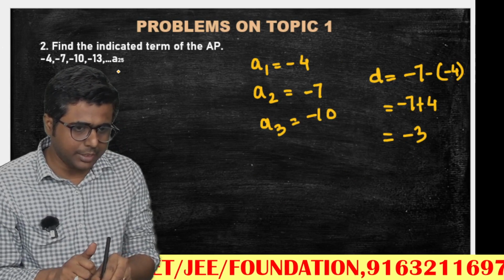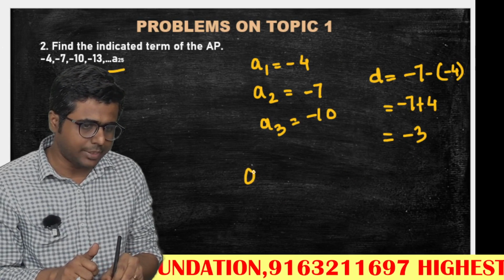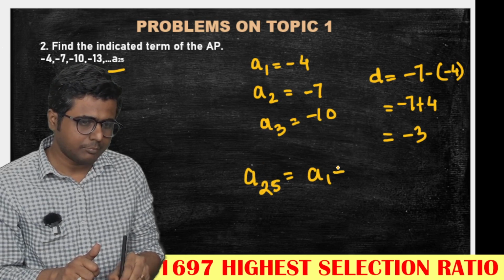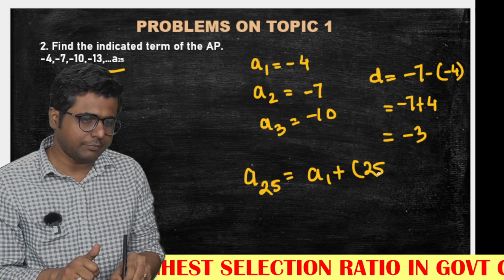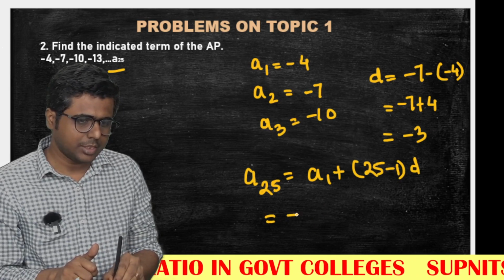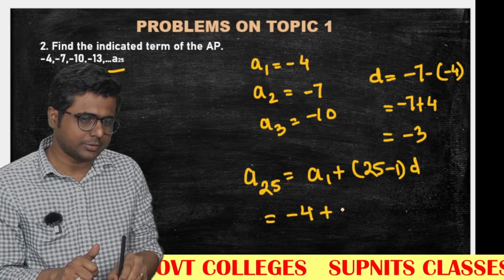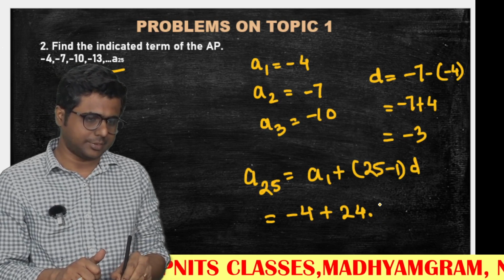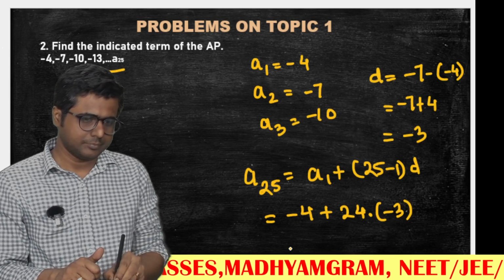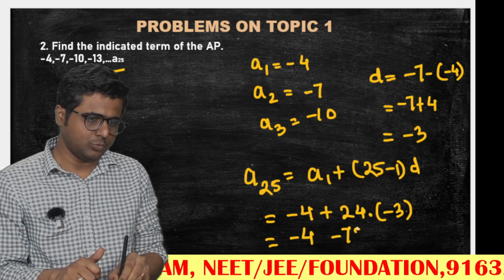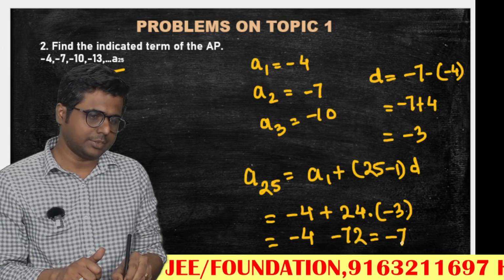Now, see, you have to find out, here it is said to find out a25. So, a25 is a1 plus 25 minus 1 into d. So, what is a1? a1 is minus 4 plus 24 into d, d is minus 3. So, minus 4 minus 72, that is minus 76.